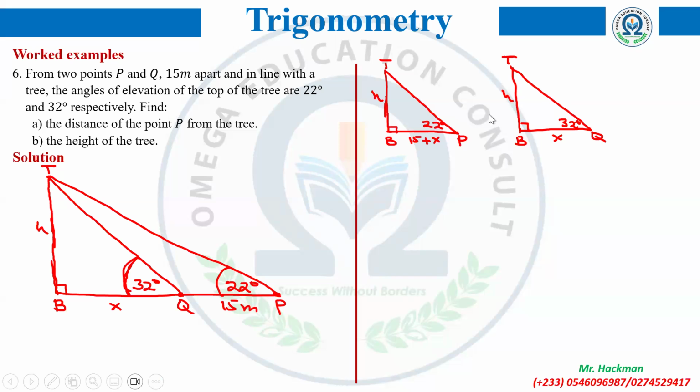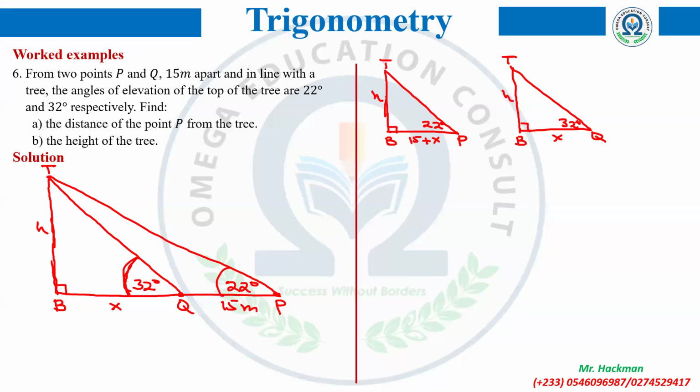Between these two triangles, do we have a common side? Yes, sir, we do have a common side. We have a common side, TB, which is the H. Once you have a common side, remember the previous one that we did: if you have a common angle, you form an equation based on the common angle. If you have a common side, likewise, you should form an equation based on the common side. All correct? Yes, sir. That's exactly what we are going to do here.